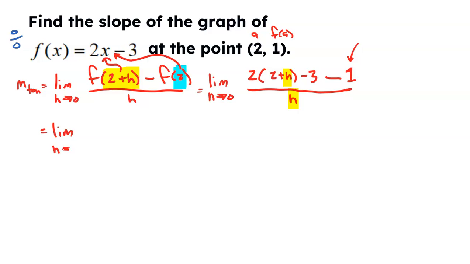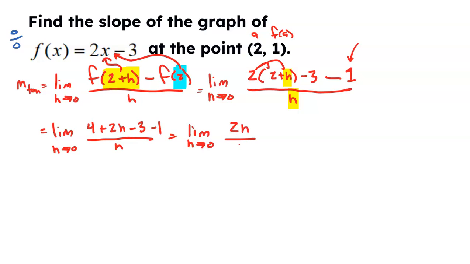All right, so now I'm just going to do a little bit of algebraic cleanup work. Distribute the 2. So I get 4 plus 2h minus 3 minus 1, all divided by h. I'm going to keep going with some good old-fashioned algebra work. Now, I'm going nice and slow here on purpose. I have 2h. Now, let's see here. 4 minus 3 minus 1 are all like terms. 4 minus 3 minus 1 is 0, so that's gone. So I don't even have to write it. All divided by h. My h's are going to reduce. h divided by h is 1. So at this point, I get the limit as h approaches 0 of 2.